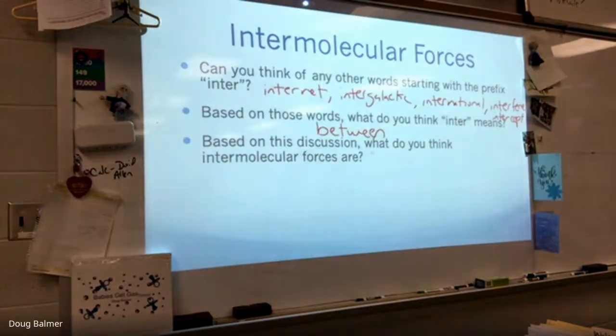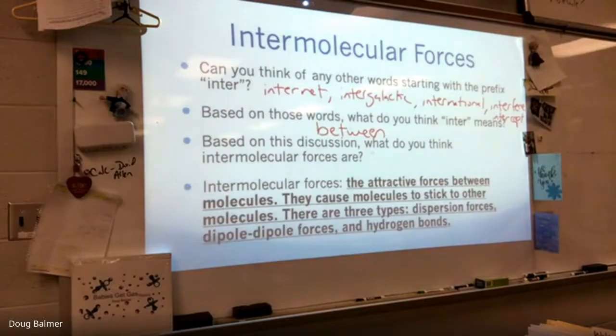What causes two molecules to stick? So it's definitely the attractive forces between molecules. It causes molecules to stick to other molecules. This is what causes a solid to be a solid. The molecules have to stick to each other. Even liquid molecules are sticking to each other, because if they didn't stick, they wouldn't be a liquid anymore. They would turn to a gas.